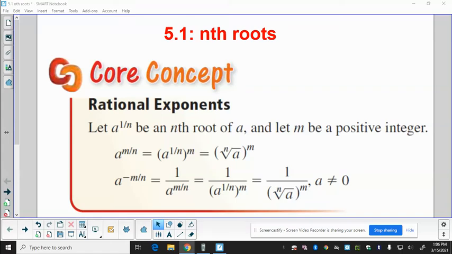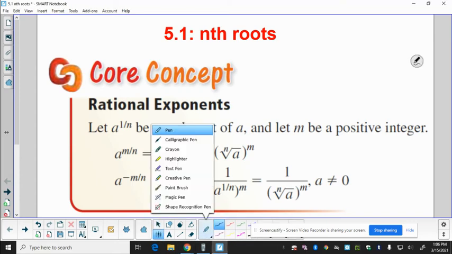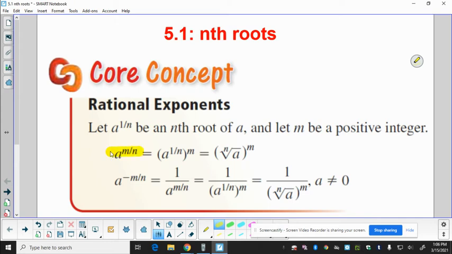Well, let's talk about today's lesson, beginning of chapter 5. Call this nth roots. So let's study this core concept we have here in front of us. When you have an expression, let's start off by looking at this first one here. That looks like this. What I want you to do is basically jump right over to this. Let's leave out that middle step.